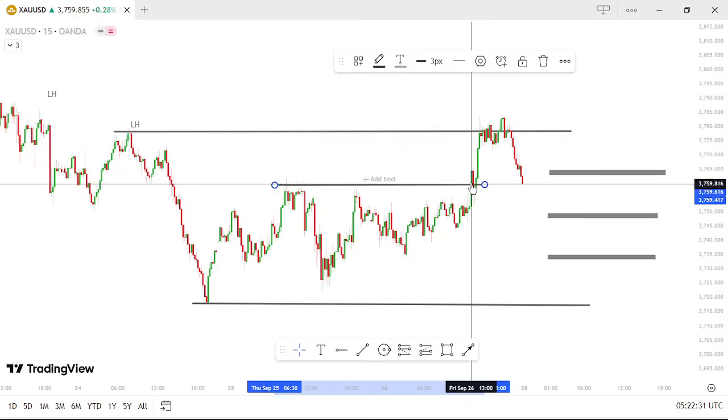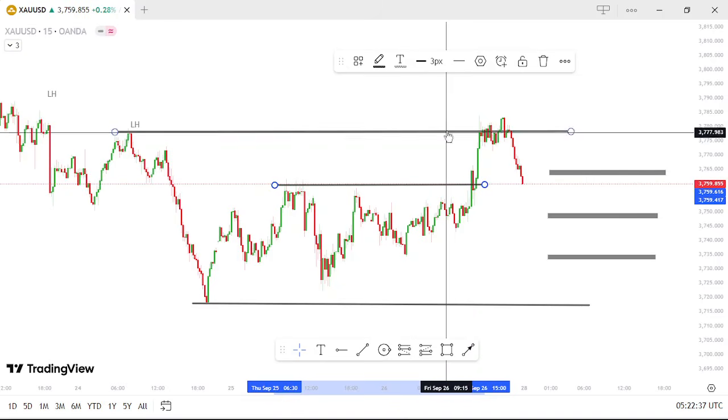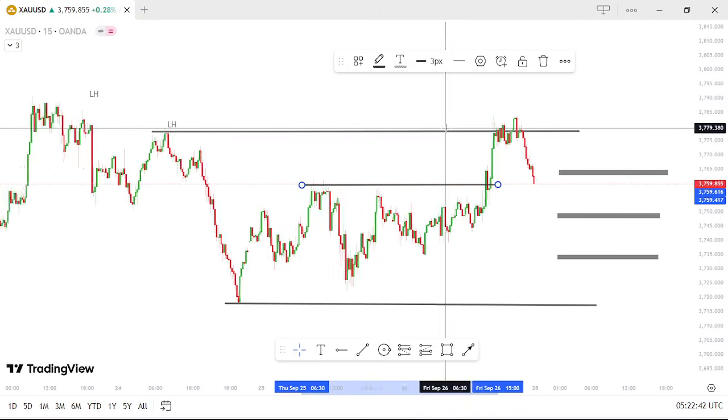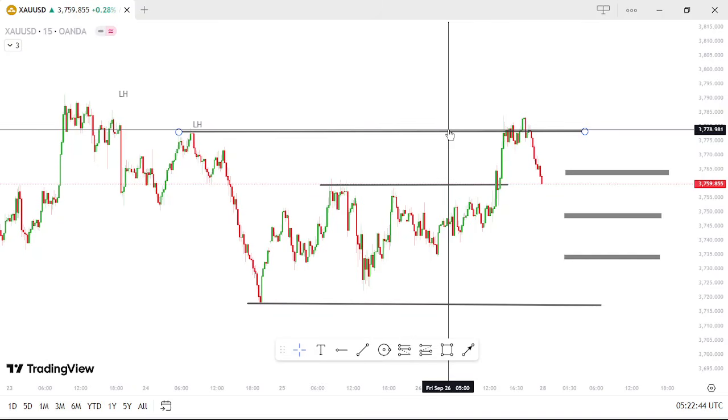Now that price has broken out of this zone, what does it tell you? That it's going to go to the next zone where the sellers are. And where is that zone? It is this zone, right? Now if price breaks this zone, it's going to go for the next zone where the sellers are.